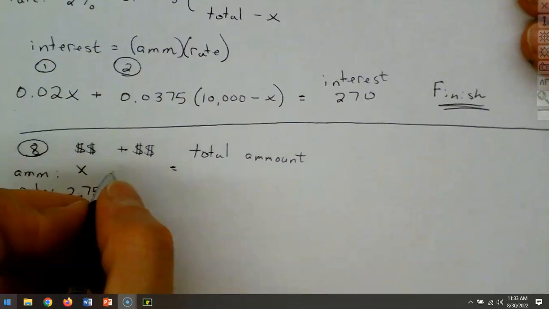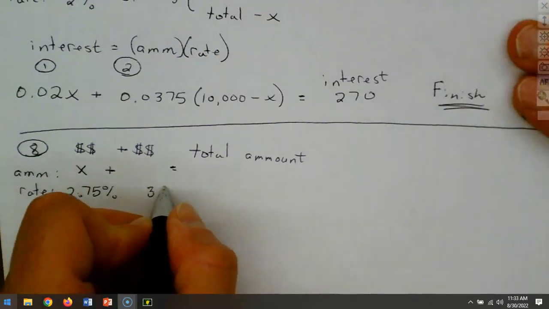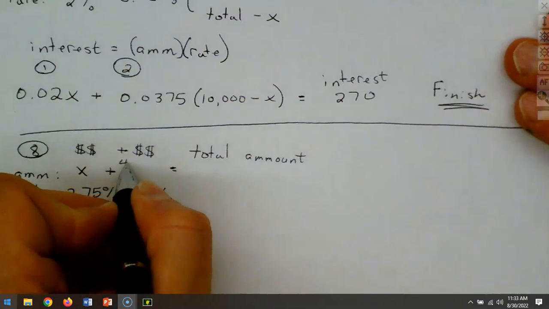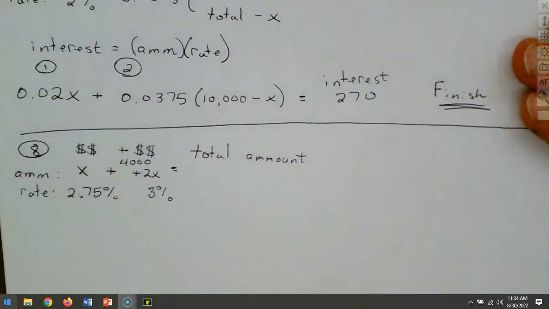Now, what do we know about the other one? Well, the other one is a 3%, so that's our percentage rate. And it said it is 4,000 more than twice this amount. So that would be 4,000 plus 2x, right? Because twice the amount.